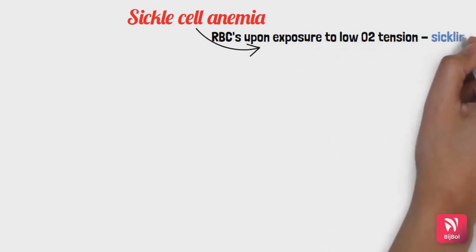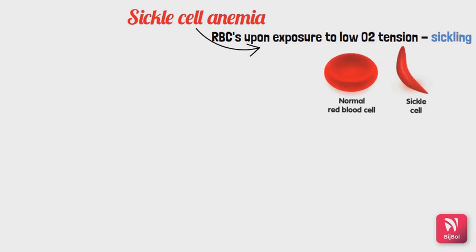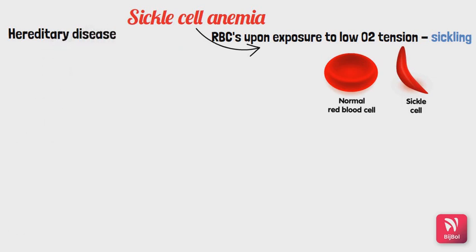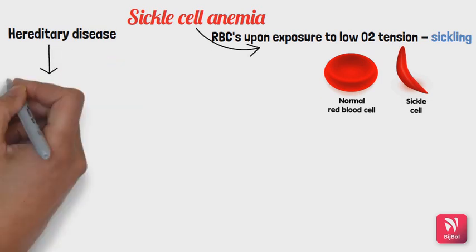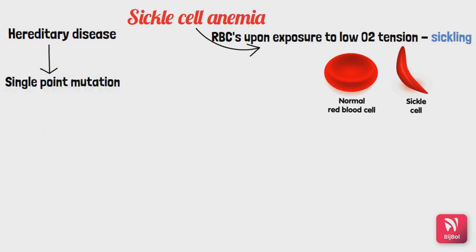It results in sickling, that is, the basic normal red blood cell shape of discoid or biconcave shape will turn into sickle shaped, as you can see in the picture. Why does this sickling occur on deoxygenation of the RBC? As I already told you, it's a hereditary disease, so there has to be some mutation somewhere. The type of mutation here is a point mutation at one single area. So this is a single point mutation.